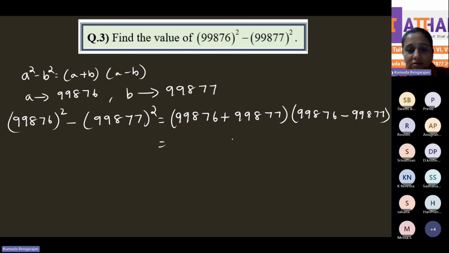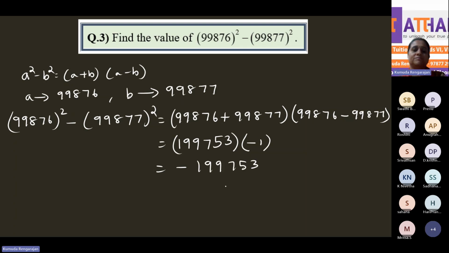So on adding, you get 13, 1 carried over, 5, 1 carried over, 7, 1 carried over, 9, 1 carried over, 19. Am I right, Swati? Yeah, into the difference is -1. The difference between these two numbers is -1. So now when you multiply these two, you get -199,753. So this is the result. So here you'll have to evaluate using the identity a squared minus b squared.